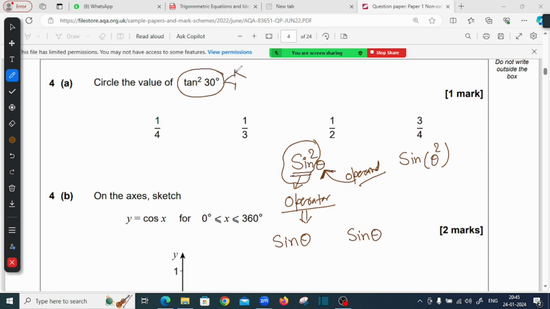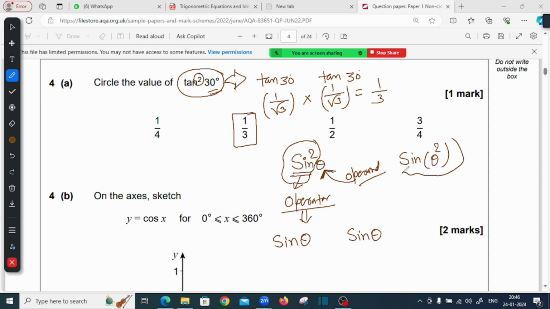So here you have to find tan square 30. Now you can see that the square is on the operator, not on the operand. It means you have two operators, tan and tan again, and this 30 will be common to both. So now you have to multiply tan 30 into tan 30. Tan 30 is 1 by root 3, so 1 by root 3 into 1 by root 3. You will get 1 by 3.